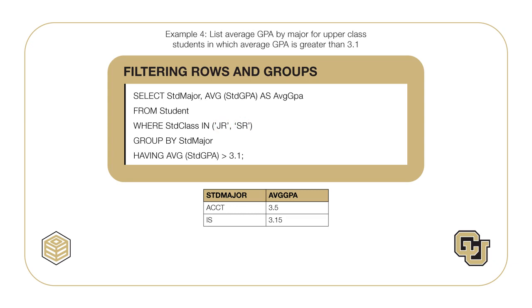Example 4 extends example 3 with a having clause. Example 4 restricts groups to majors with an average GPA greater than 3.1. The having clause must be used for group conditions.